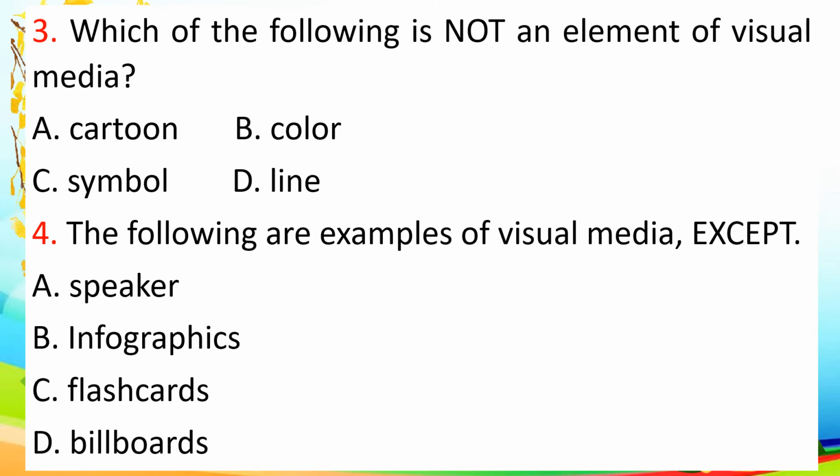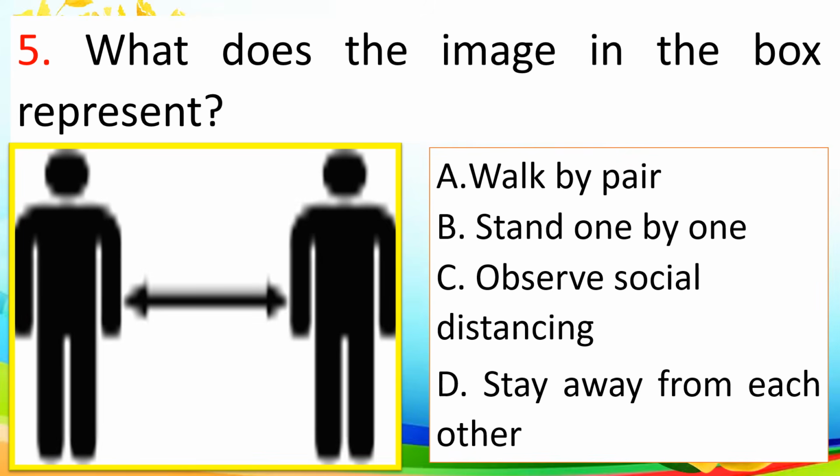Next one, which of the following is not an element of visual media? A, cartoon, B, colors, C, symbol, D, line. Number four, the following are the examples of visual media except A, speaker, B, infographics, C, flashcards, D, billboards. Number five, what does the image in the box represent? A, walk by pair, B, stand at one by one, C, observe social distancing, D, stay away from each other.